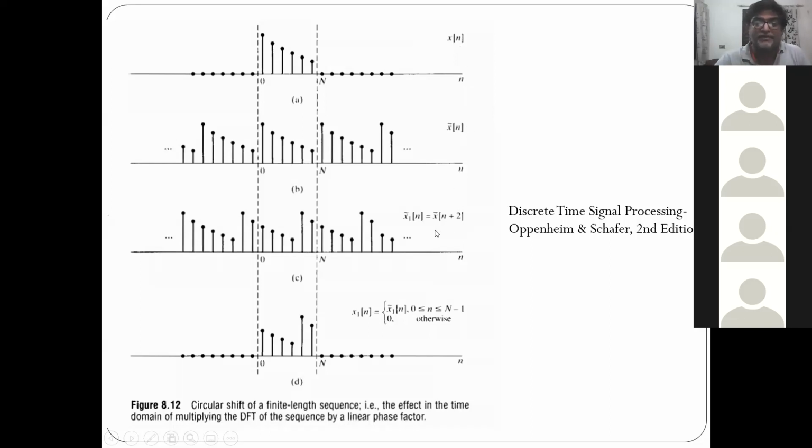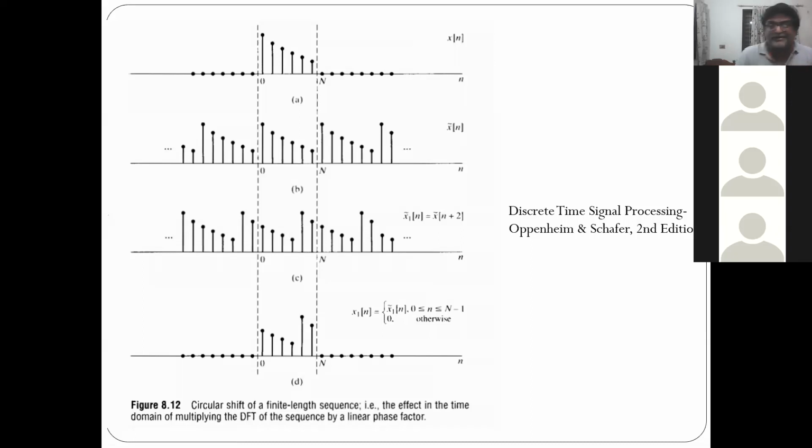Now, in this example, the sequence is shifted to the left, not to the right. So instead of n minus m, here they are looking at n plus 2, or maybe I can say m is equal to minus 2. So this will be shifted to the left-hand side. x1 tilde of n is my new periodic sequence, which is x tilde of n plus 2, which is x tilde of n shifted to the left by 2 samples. Understood? x tilde of n shifted to the left by 2 samples.